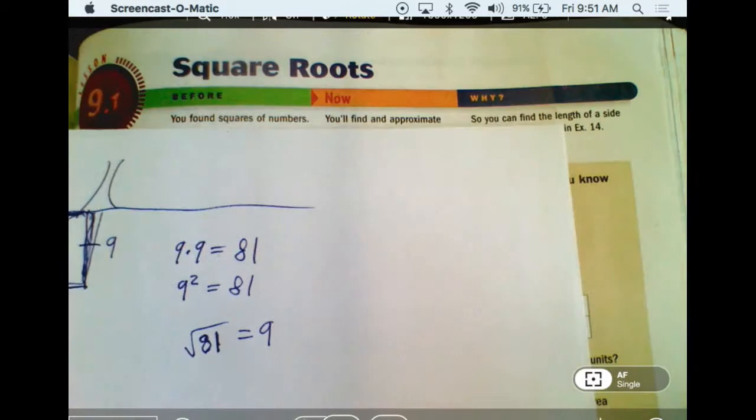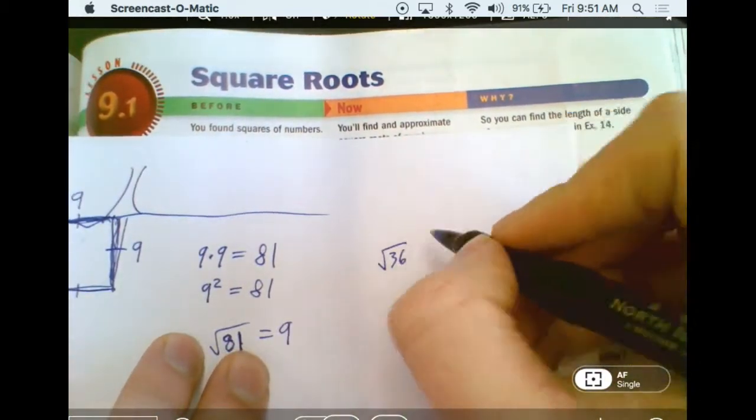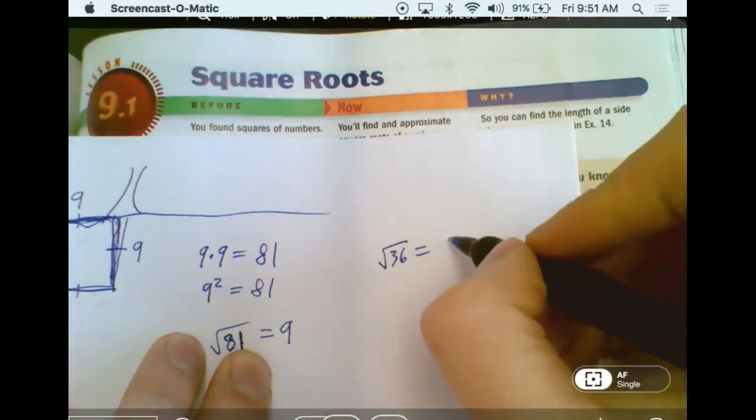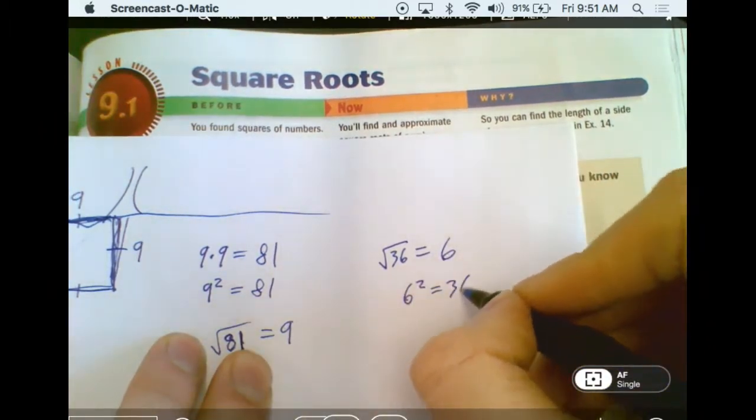So let's try another one here before we go on. What is the square root? Raise your hand, someone in this class. What's the square root of 36? Grant. 6. 6. Exactly, because 6 squared equals 36.